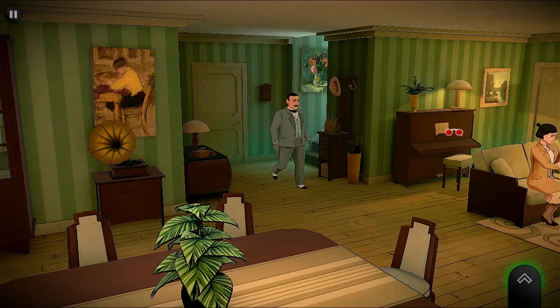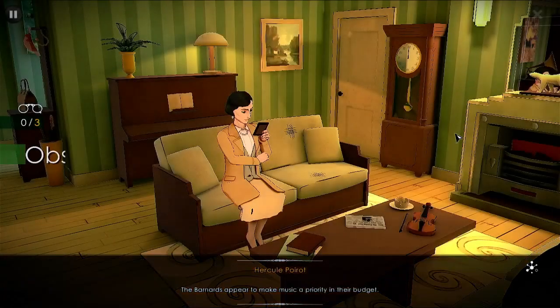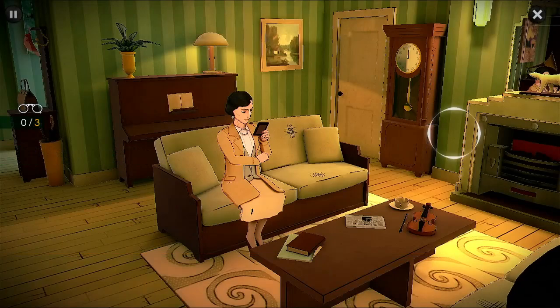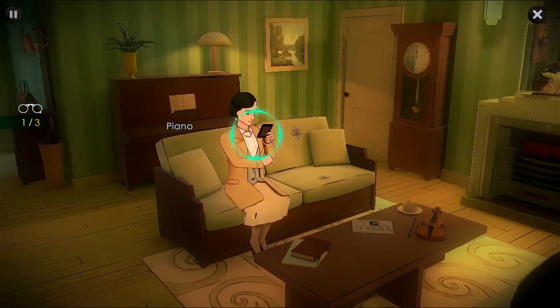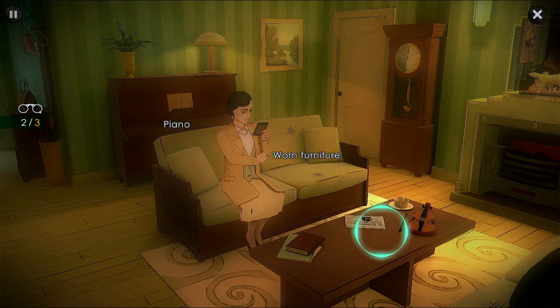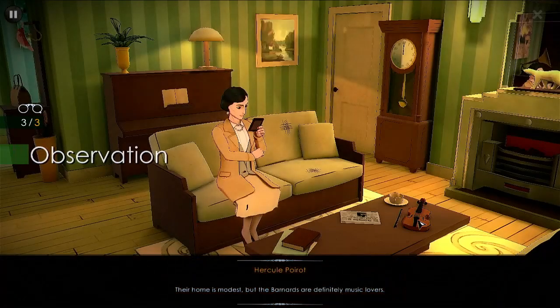Piano. And then go and have a look in the bedroom. The Barnards appear to make music a priority in their budget. Piano. Warm furniture. Oh, a violin. They're all modest, but the Barnards are definitely music lovers.